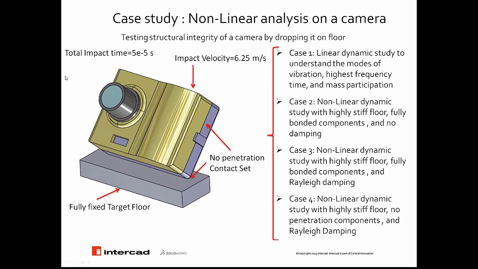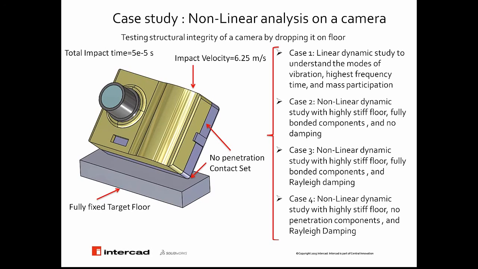The camera is going to hit a physical target floor, either fully fixed and stiff or flexible. We have no penetration contact set between these two components. In order to resemble the 2-meter height, we simply converted the height to an impact velocity of 6.25 meters per second. The first case, we will have a linear dynamic study to understand the modes of vibration.